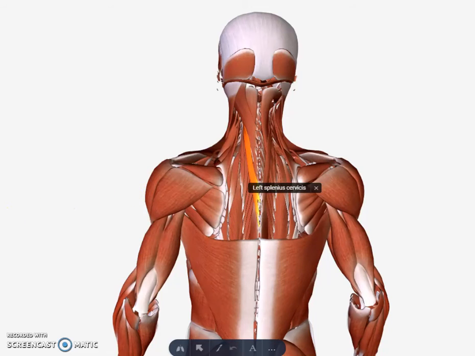This is the splenius cervicis. It extends head and neck. It is involved in lateral flexion and rotation of the head. The origin is the spinous processes of T3 to T6, and the insertion is the transverse process of C1 to C3.